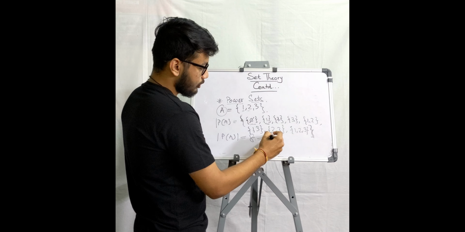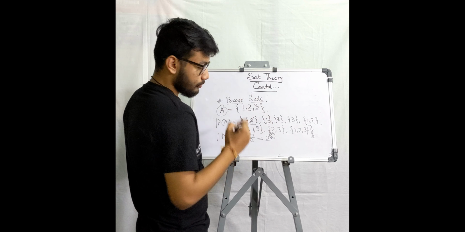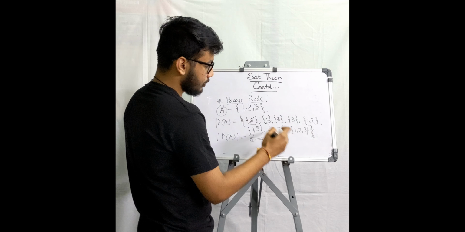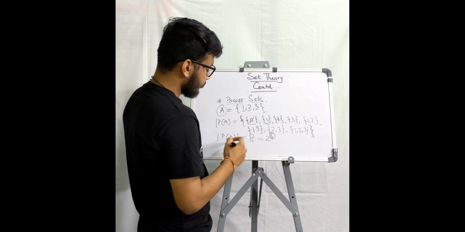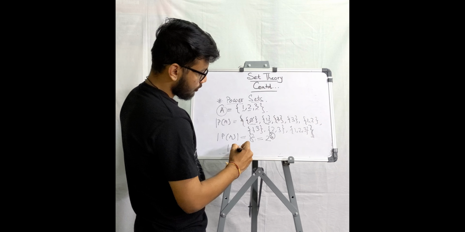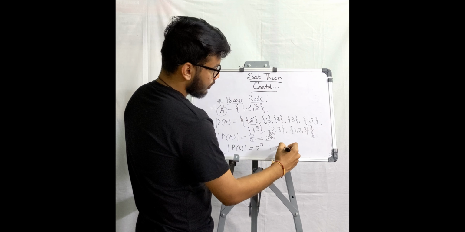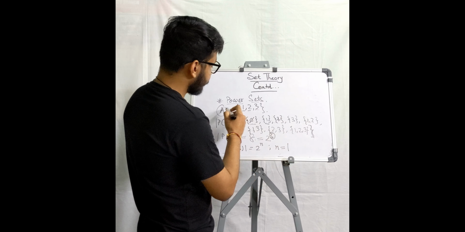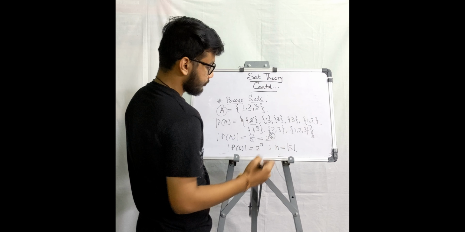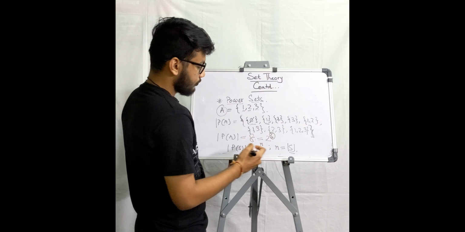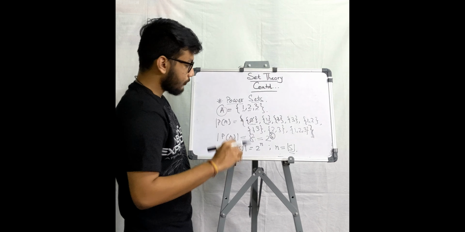So what is 3 here? 3 is nothing but the number of elements over here, and 2 is nothing but the base. So the generalized formula of a power set is nothing but 2 to the power n, where n is the cardinality of S. That is the cardinality of a particular set.